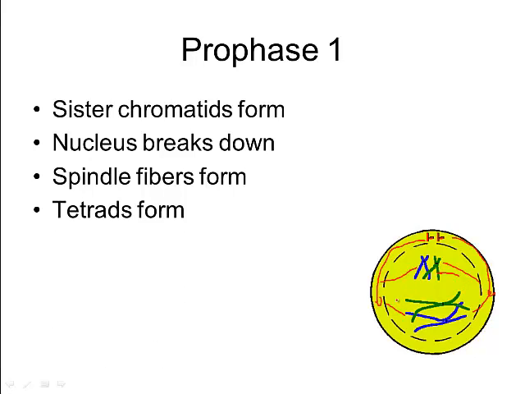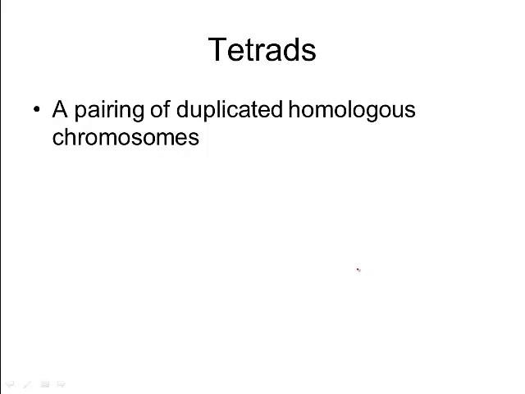Okay, but then something else happens here that does not happen in mitosis, and that is a process where tetrads are going to form. And if you look at the word tetrads, you can see tetra there, and tetra means 4. So what we're going to actually end up doing here is pairing up these duplicated chromosomes that we have. So let's take a look at this tetrad piece of it.